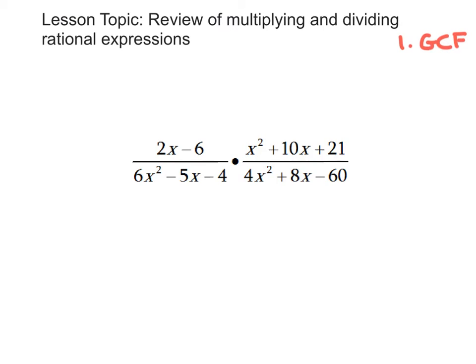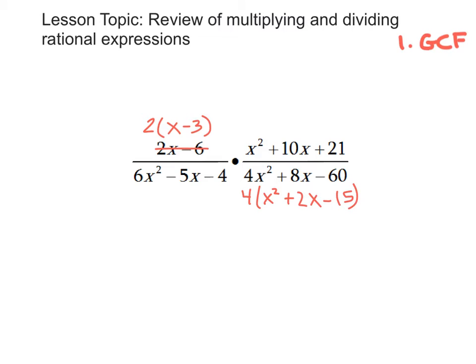So we're going to factor out the GCF of the numerator here, a 2, and we're left with x minus 3. And in the denominator, we can't factor out any common factor. In the numerator of the second fraction, we can't, and in the bottom of the second fraction, we can factor out a 4. So just pay attention to those GCFs. I've been seeing a lot of students miss those recently.